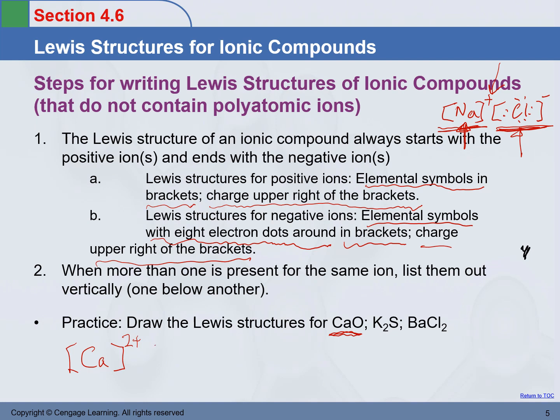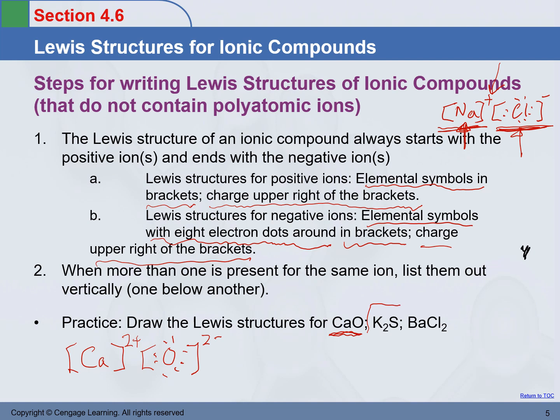Negative later, oxide, 8 electrons around it. In the bracket, charge outside. Oxygen is in column 6A. 6A needs 2 more electrons to be 8. So 2 negative. That is the Lewis symbol for calcium oxide.